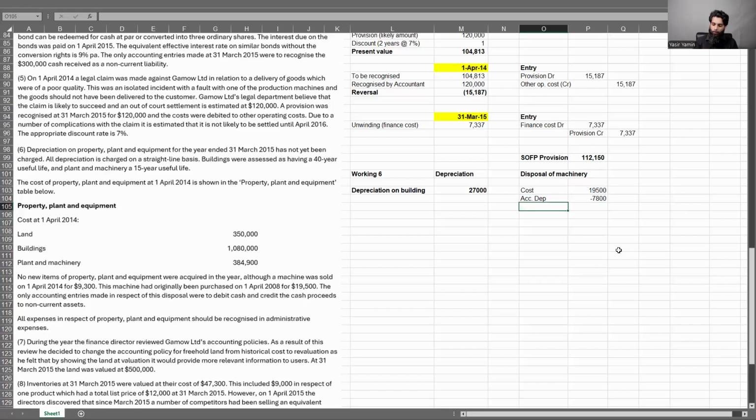Net book value: 19,500 minus 7,800, the net book value would have been 11,700. We sold this asset for 9,300. That means there would have been a loss on disposal. A 11,700 item was sold for 9,300, so there is a loss of 2,400. Is it clear to everyone?